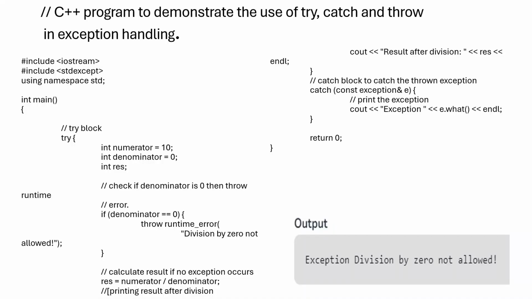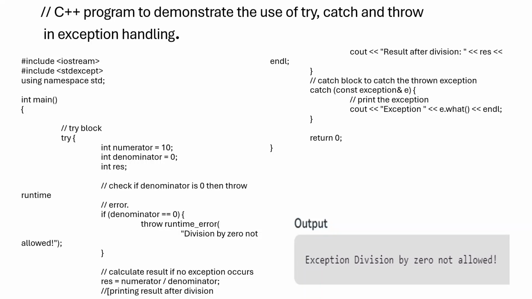In try, we are declaring two variables, one as 10 and another as 0. For the result, if the denominator is equal to 0, throw a runtime error: division by 0 is not allowed. Otherwise, the result is equal to numerator by denominator, that is simply a by b. So a by b means 10 by 0.